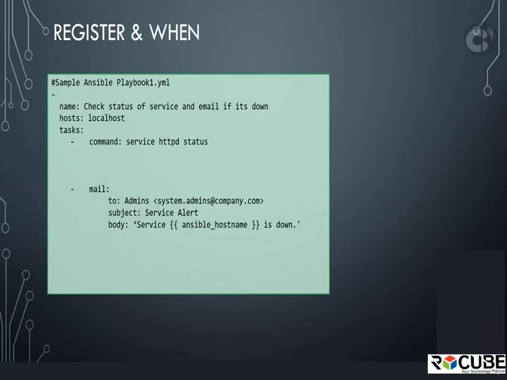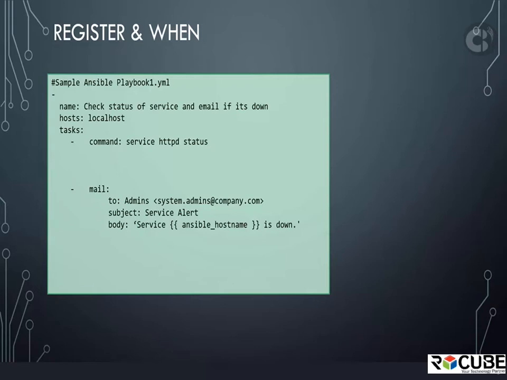In this playbook, I would like to check the status of a service and based on the result, execute the next task. In this case, if the service is down, I would like to send an email to system admins reporting this issue. So note the mail module. That's a new module we haven't learned before, and it is used to send mails. Check the documentation page as it might require additional inputs.